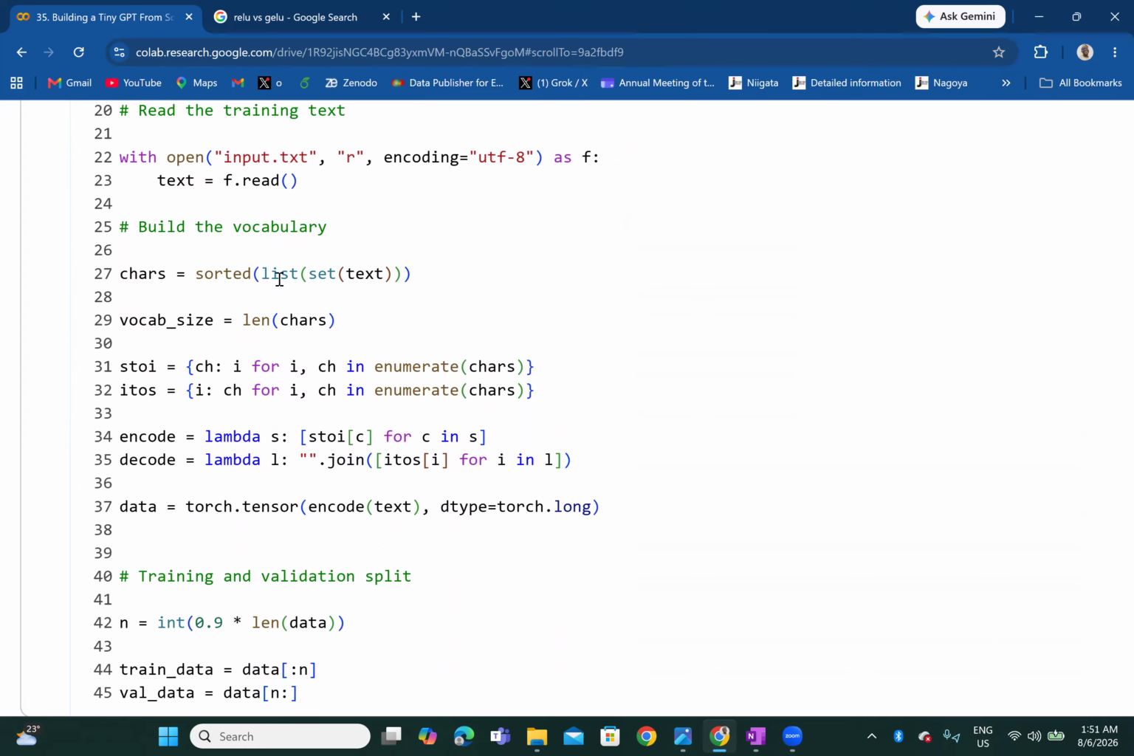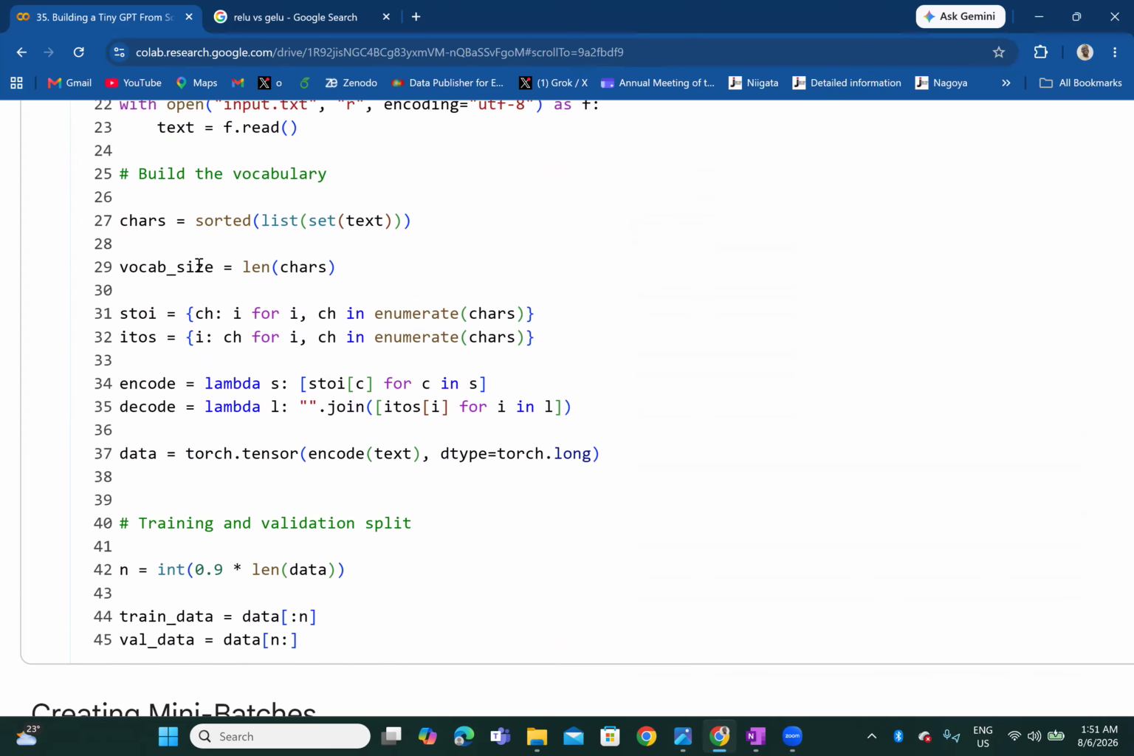So we have characters. First, all these characters are sorted, and then we set the text. We have vocab size, which is the length of the characters. And just like what we did before, you have stoi, which is ch: i for i, ch in enumerate of the characters, then itos, which is i: ch for i, ch in enumerate of the characters. Then you encode with a lambda, s: stoi[c] for c in s, and then lambda l. So then you have the data here.